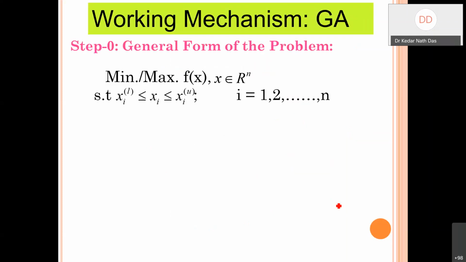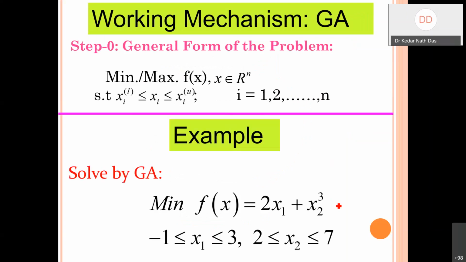Now, let us start with the working mechanism of GA with a small example. Let us think of minimizing this function, 2x1 plus x2 cube. This is a function where there are two variables, so i goes from 1 to 2 only. Here x1 and x2 are called bounds, not constants, in the sense of evolutionary optimization. x1 has a lower bound and an upper bound. Similarly, x2 has a lower bound, x2l, and an upper bound, x2u. So just remember this one. I am not coming back to this slide once again. This function needs to be remembered now: 2x1 plus x2 cube.